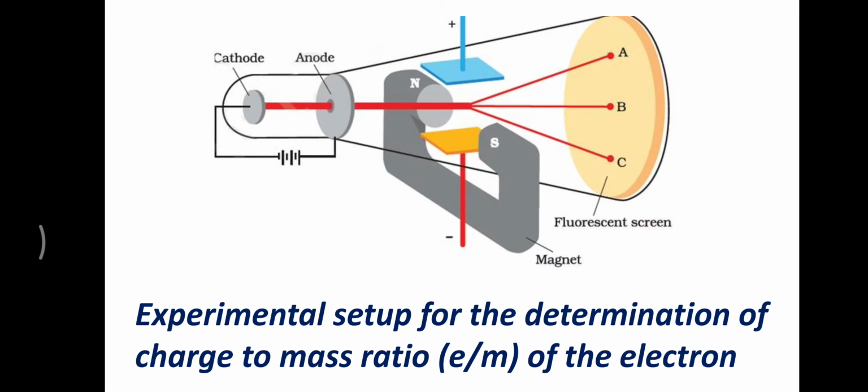The experimental setup, or the apparatus used for the determination of the charge to mass ratio, that is e/m of the electron, is given here. The electrical field and the magnetic field are perpendicular to the path of the electrons, and this is the fluorescent screen where you can find the location of the spot.